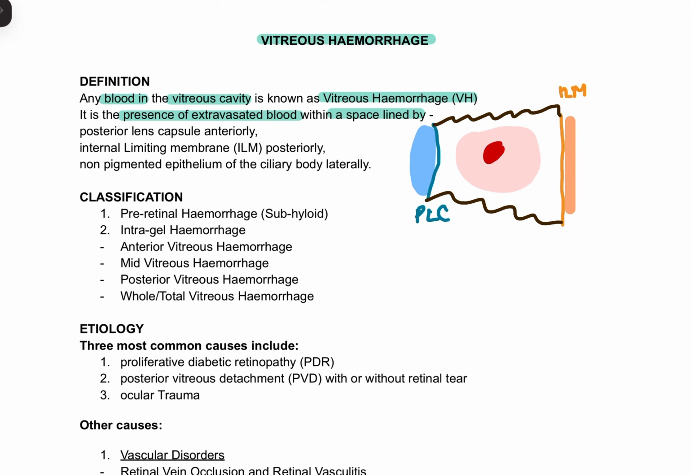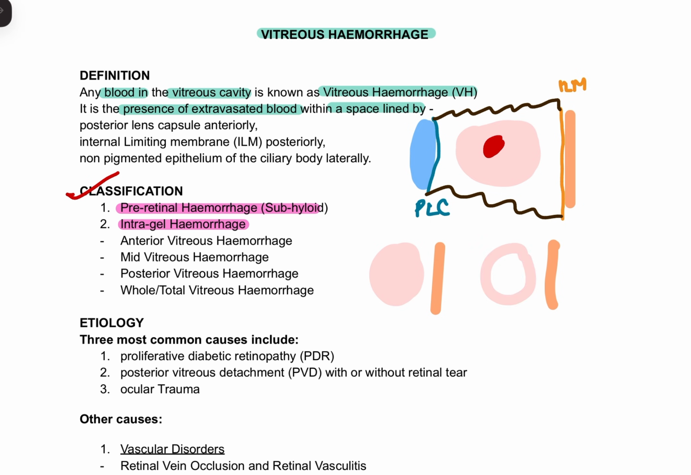Classification of vitreous hemorrhage: we classify it into either pre-retinal vitreous hemorrhage or intraocular hemorrhage. What is pre-retinal vitreous hemorrhage? Basically you have the retina, and in front of the retina you have the vitreous. If any bleeding is occurring just in front of the retina, you call it pre-retinal hemorrhage. If any bleeding is occurring inside the vitreous gel proper, you call it intraocular hemorrhage.